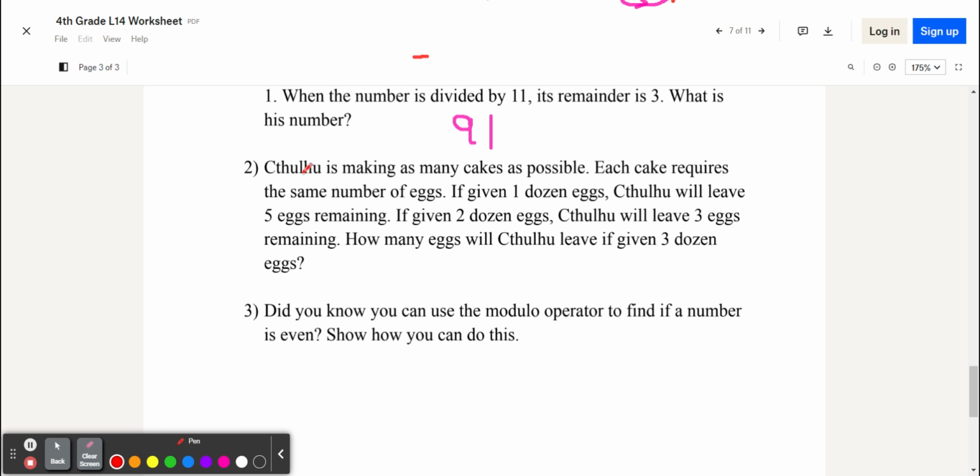Next, Cthulhu is making as many cakes as possible. Each cake requires the same number of eggs. If given 1 dozen eggs, Cthulhu will leave 5 eggs remaining. If given 2 dozen eggs, Cthulhu will leave 3 eggs remaining. So how many eggs will Cthulhu leave if given 3 dozen eggs?